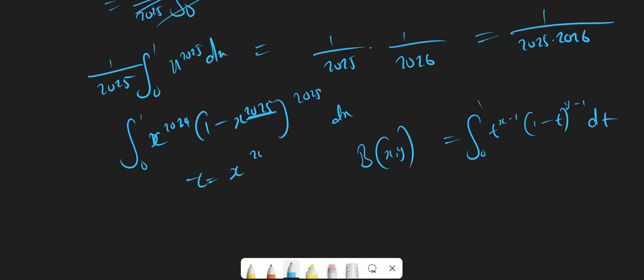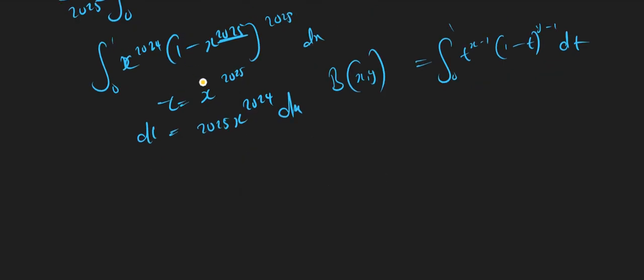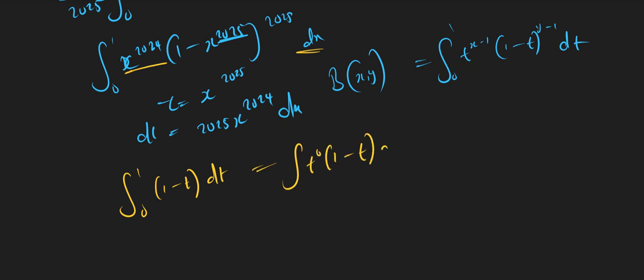If you do that, you will have dt to be 2025 x to the 2024 dx. So in this case, if you compare both sides, they will have the same limit, so you have the integral from 0 to 1. Now this x to 2024 dx is going to be dt. So you have 1 minus t dt. We can write this as t to the power of 0, 1 minus t dt. So this will be the beta of 0.